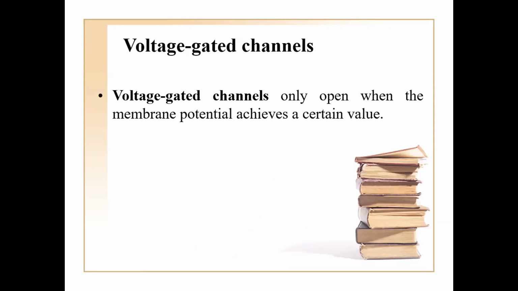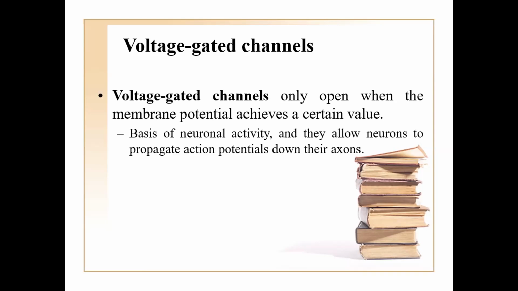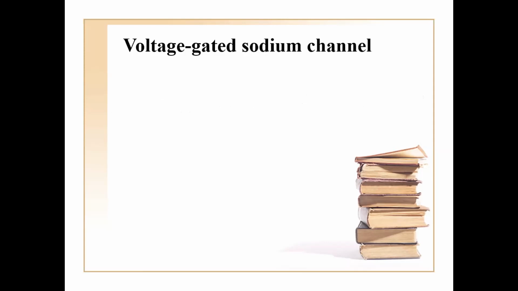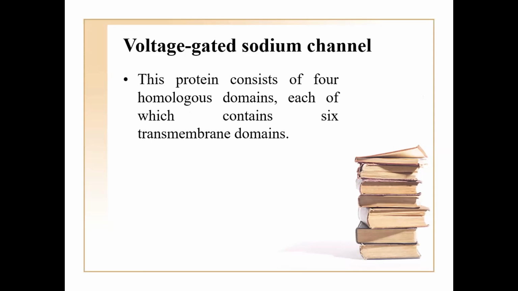So your voltage-gated channels will open when the membrane potential achieves a certain value, and they are responsible for the action potentials you see in neurons. And they, as a rule, are going to have 4 homologous domains. Each of those homologous domains contains 6 transmembrane domains. And this is very common. They're a repeat, essentially, of a motif, usually about 4 times.